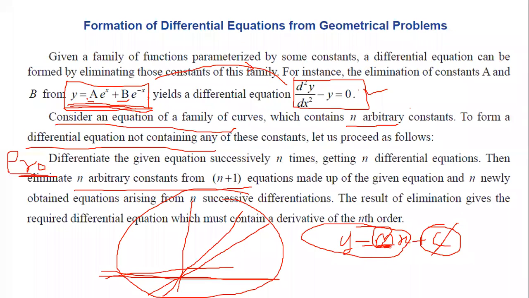There also we can write the problem. Same problem we can write. y equal to a e power x plus b e power minus x. Write the problem: y equal to a e power x plus b e power minus x.